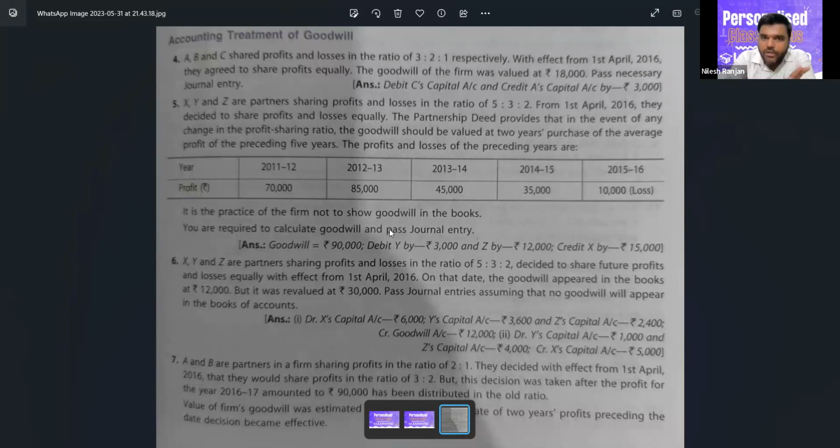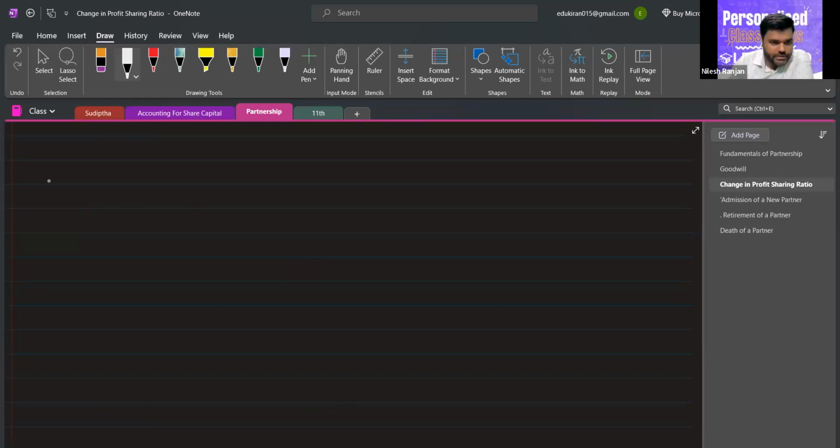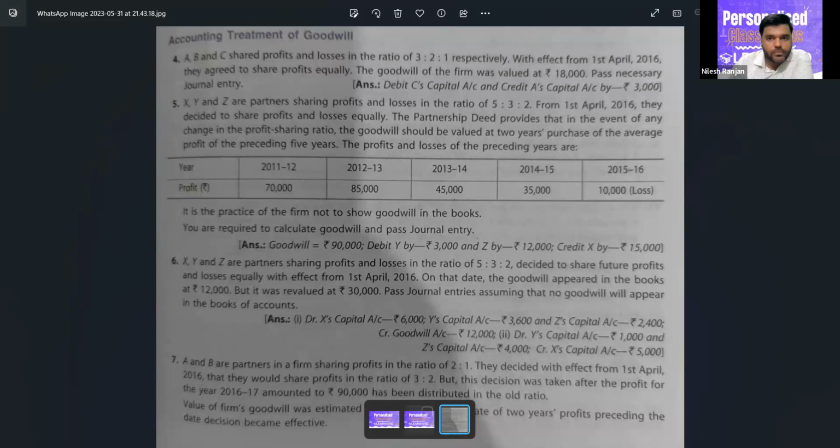As I told you, goodwill of the firm is given in the question. Okay, we don't have to calculate it. So goodwill is given. So the first step was calculation of goodwill. The second step was, can you tell me? So calculate gain or sacrifice of each partner. Yes, calculate gain and sacrifice of each partner. So this is question number 4.